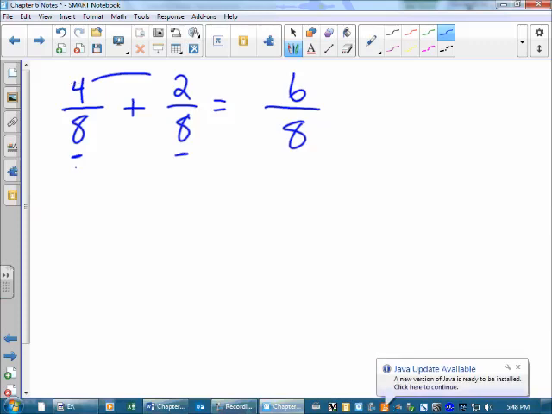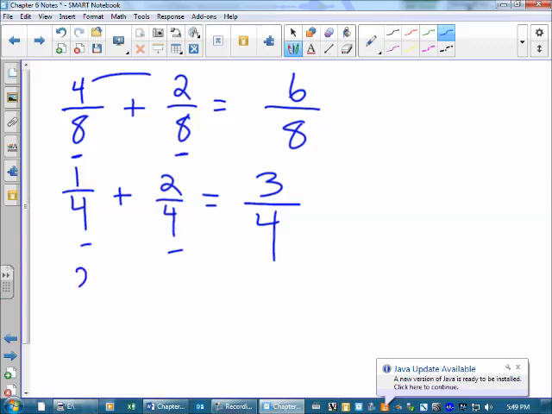So another one. 1/4 plus 2/4. All right, the denominator stays the same, so it's still 4. And you have 1 plus 2 is 3, 3/4. Okay, I'll do one more just because it's so darn easy. 2/6 plus 3/6.